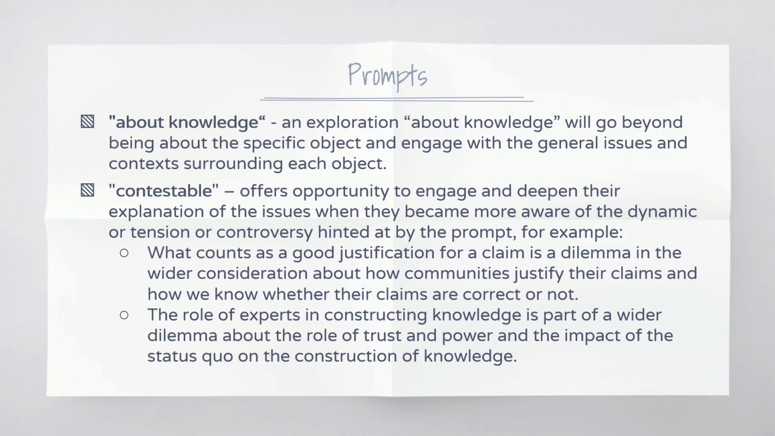Contestability refers to its ability to engage and deepen your explanation of issues. You should be trying to identify, as a part of your explanation, the dynamic or tension or controversy which is hinted at by the prompt. There are some examples of how you can do that with regards to different prompts here. So if you're doing the prompt, what counts as good justification, you might consider the dilemma about how different communities justify their claims, and how do we know whether the claims are correct or not? Or whose justification may be better?